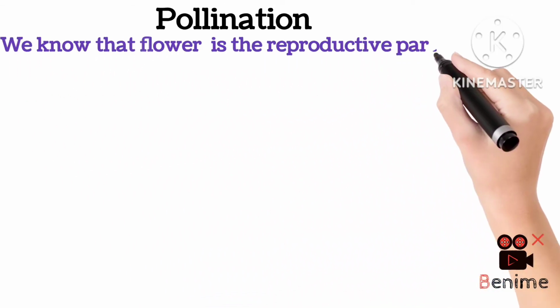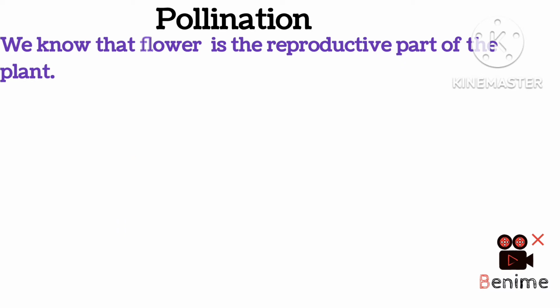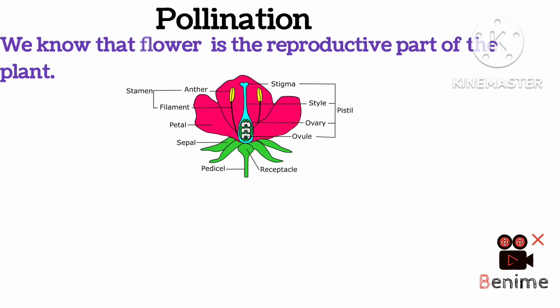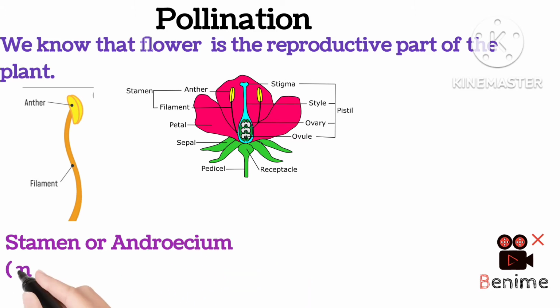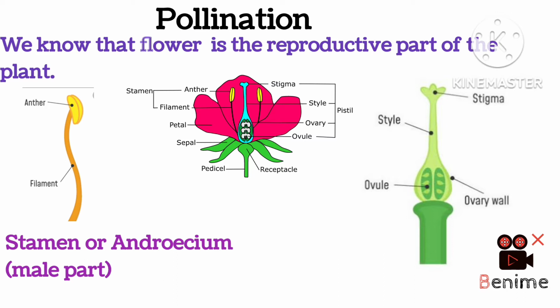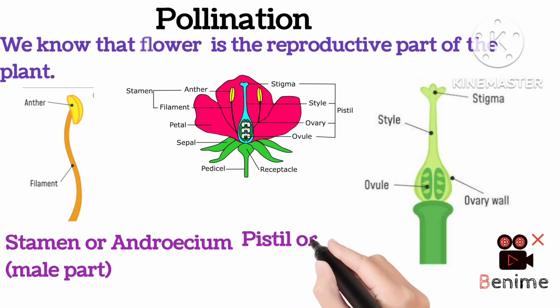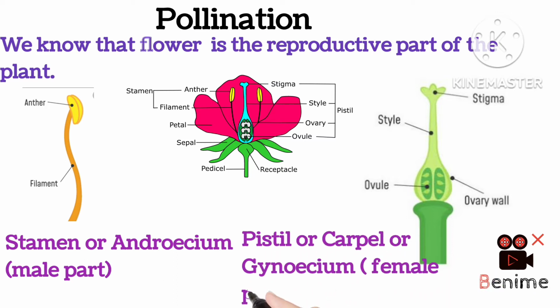Pollination. We know that flower is a reproductive part of the plant. The flower contains male and female part of the plant. Male is the stamen or androecium, which consists of anther and filament. And the female part is the pistil or carpel, which consists of stigma, styles, ovary, which contains ovules.